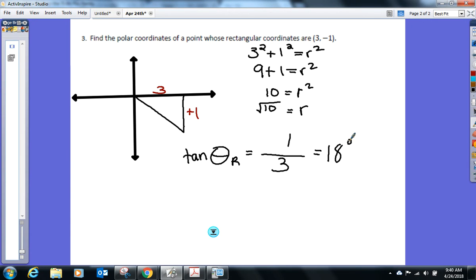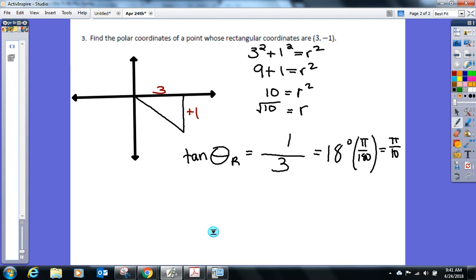I'm going to convert it right now. 18 isn't one of those special ones we know off the top of our domes. Anybody remember how to convert it? Pi over 180. Yep, so multiply by pi over 180. Reduce 18 over 180 in your calculator to tell me what this is in radians. Pi over 10, yep. That's the reference angle.